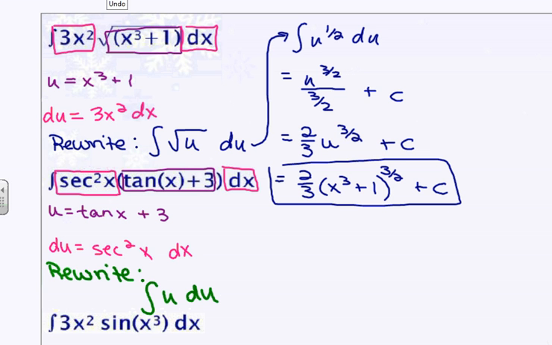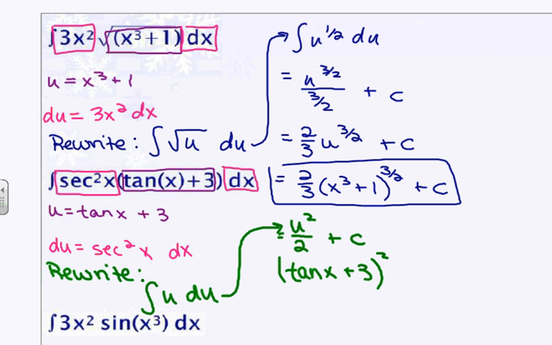Taking the antiderivative of u du, we get u squared divided by 2 plus c. And now we can go ahead and substitute in for our u. Our u was tangent of x plus 3. That's going to all be squared over 2 plus c.